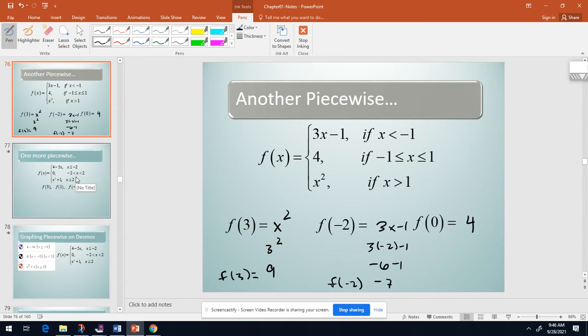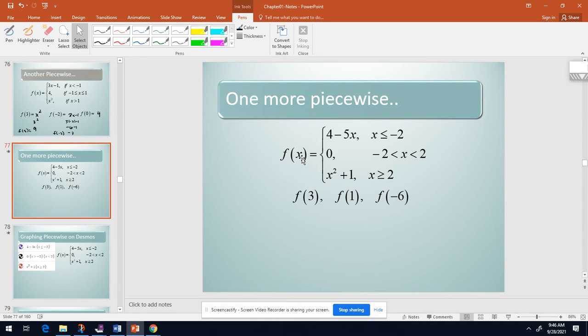Okay. Let's take a look at the last piecewise function here. So find f of 3. So when we look at f of 3, okay, is 3 less than or equal to -2? No. Is 3 between -2 and 2? No. Is 3 greater than or equal to 2? Yes. So I would plug it into x squared plus 1, which is 3 squared plus 1, which is 9 plus 1, which is 10.